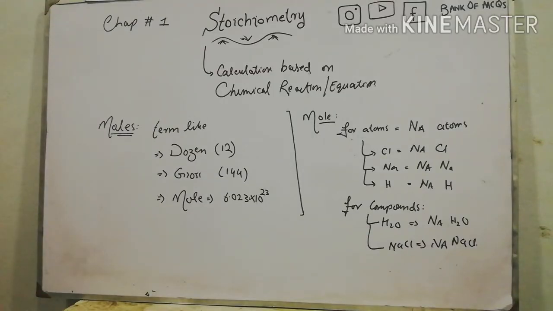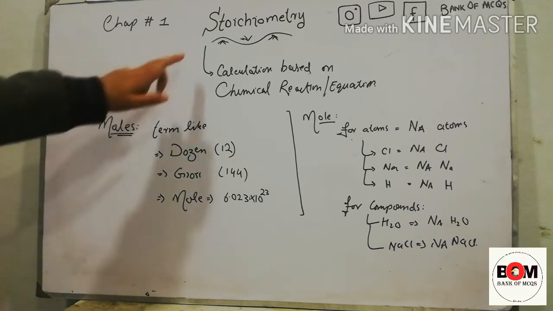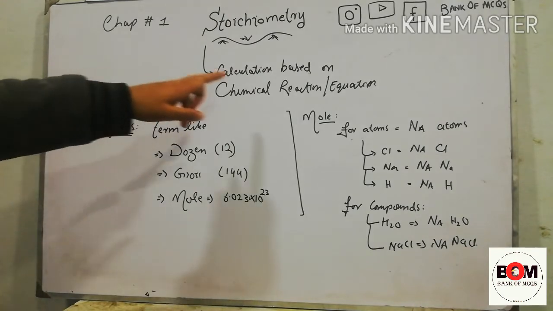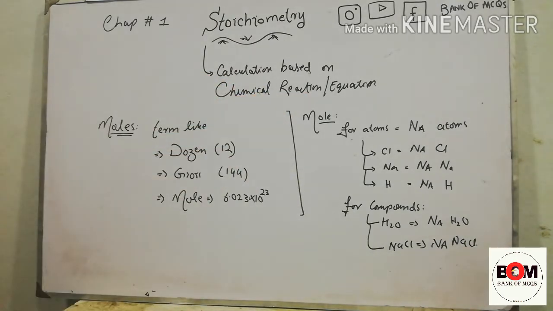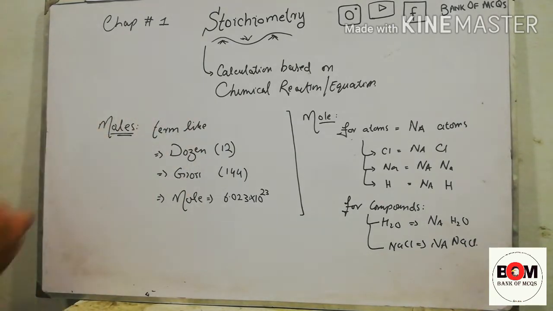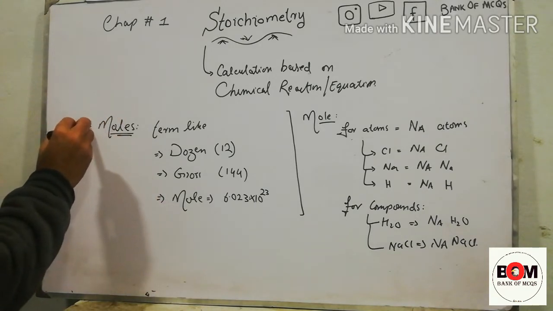Bismillahirrahmanirrahim. Today we are going to teach you chapter number one of chemistry, that is stoichiometry. Stoichiometry is about the calculations based on a chemical reaction, or a balanced chemical equation. Before we start stoichiometry, we will first discuss the term mole.